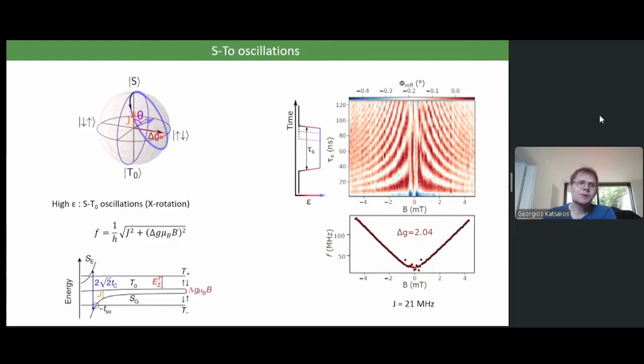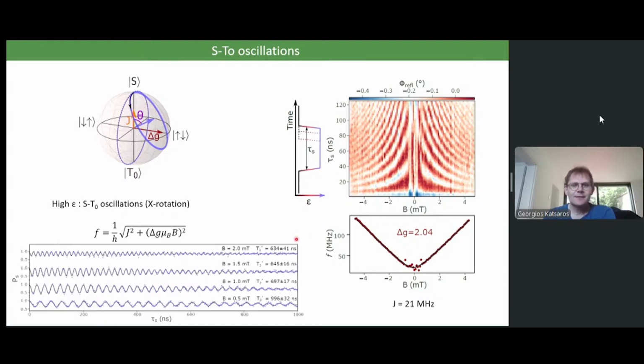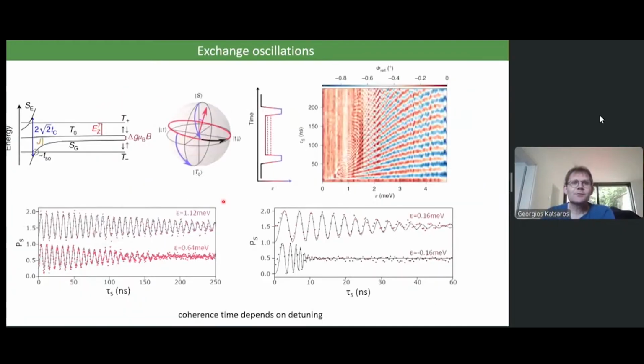So here I show you X rotation. So how will I do a Z? Okay, and before that, just taking line cuts and proving that actually the coherence is not so bad. So at half a millitesla, our T2 star is 1 microsecond. So I told you our first germanium spin qubit had 200 nanoseconds. Now we have 1 microsecond. So we are improving.